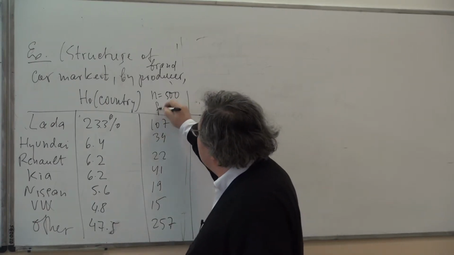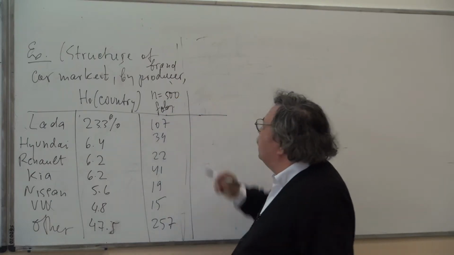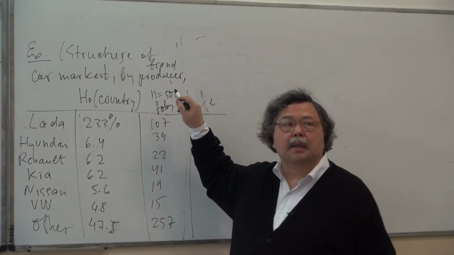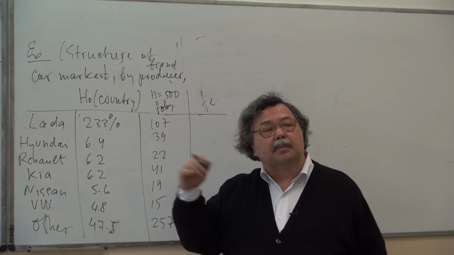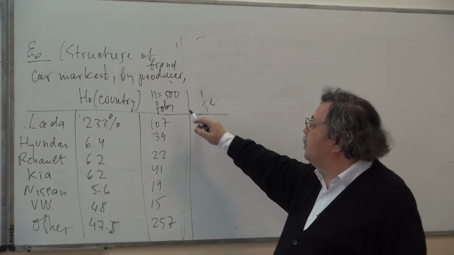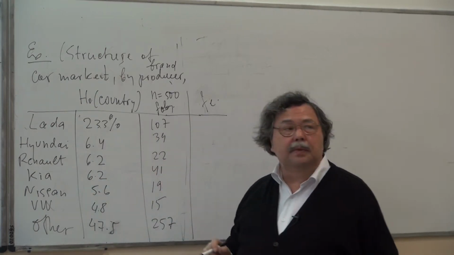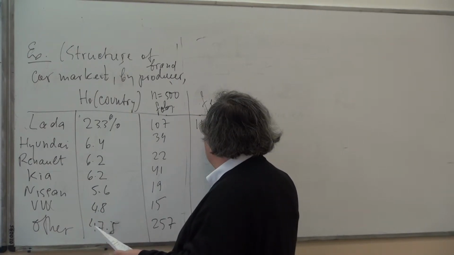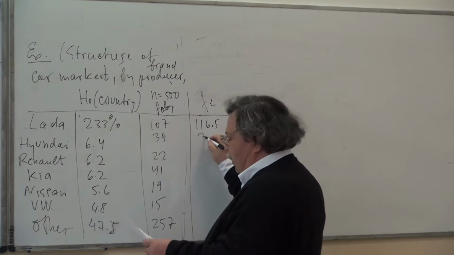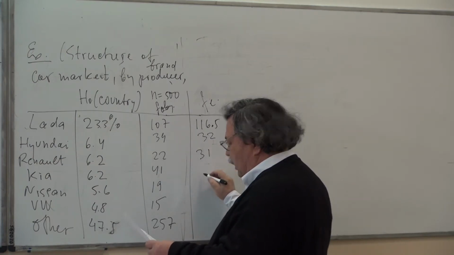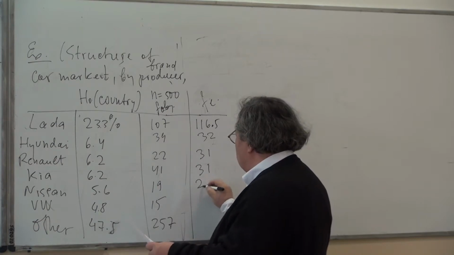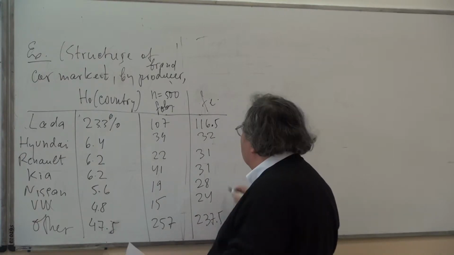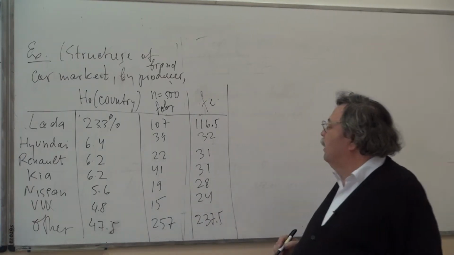And these are the observed frequencies, but then we compute the expected frequencies by multiplying the sample size and the proportion. So here, for this position, 500 is multiplied by 0.23. Okay, and the numbers that we get here are these: 116.5, 32, 31, 31, 28, 24, 236.5. So two comments are due here.